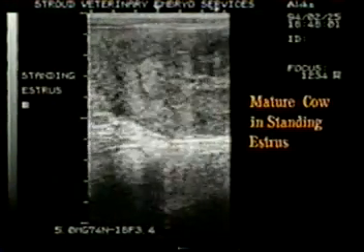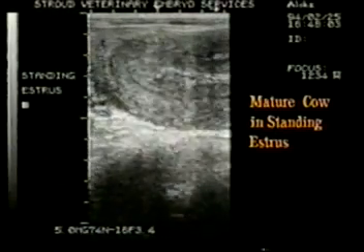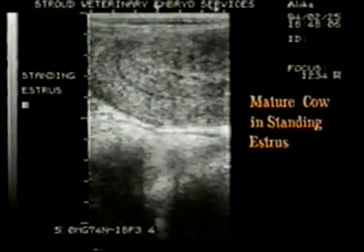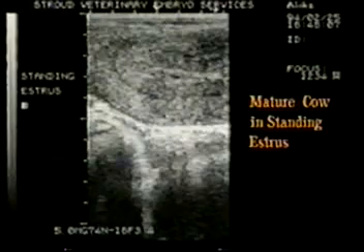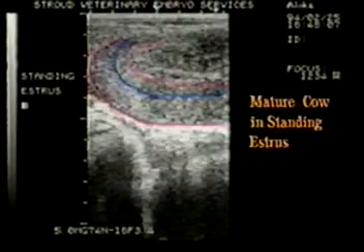This is the uterus of a mature cow in standing estrus. The red lines outline the border of the uterine horns. The blue represents estral fluid in the uterine lumen.